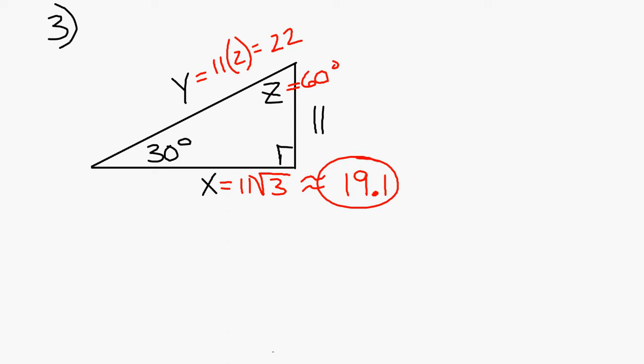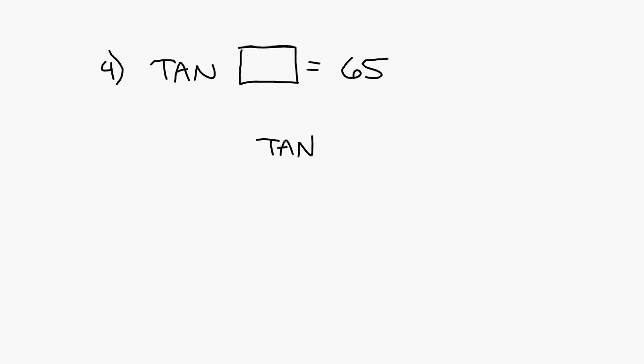Now, these next three problems, you did this work yesterday, but the format looks a little bit different. So number 4, the question is tan of what equals 65? Tan of what angle equals 65? Yesterday we talked about using tan -1. So the answer to this problem is tan -1 of 65. Okay?